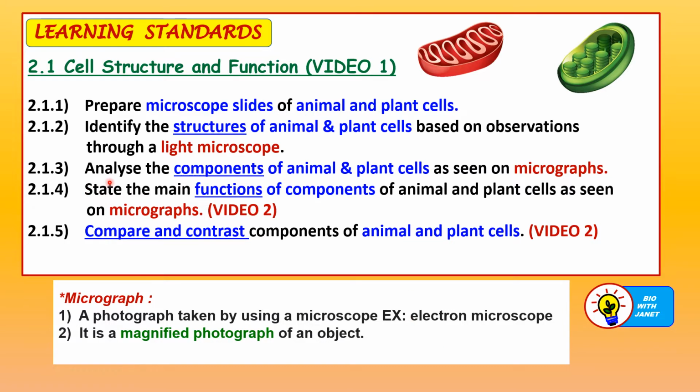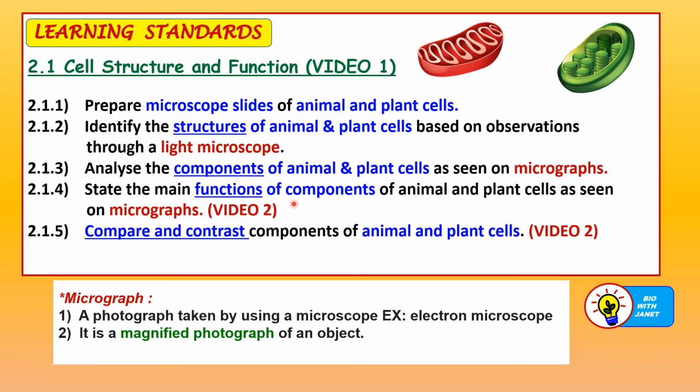Now, number 3, analyze the components of animal and plant cells as seen on micrographs. So micrographs, what are they? So they are photographs taken by using a microscope, like the electron microscope. So micrograph comes from the word microscope and photograph. So a photograph taken by using a microscope, such as the electron microscope, and it is actually a magnified photograph of an object. You can see these pictures in your Form 4 textbook, the micrographs. So you must be able to recognize the components on the micrographs, right?